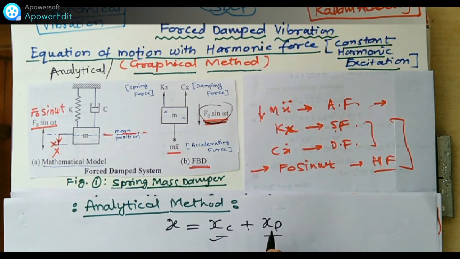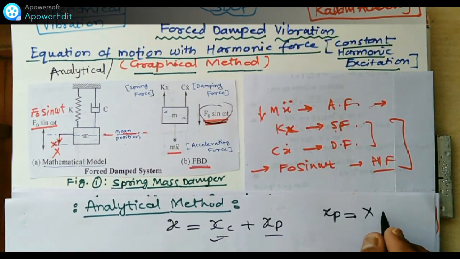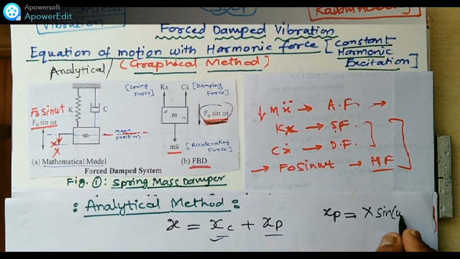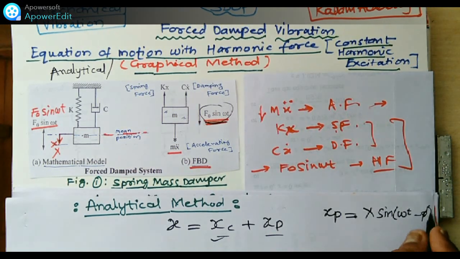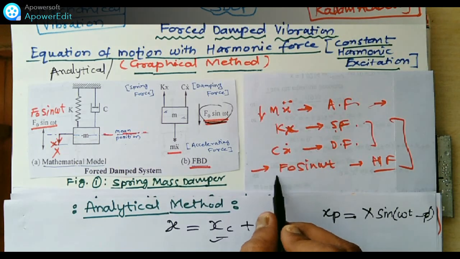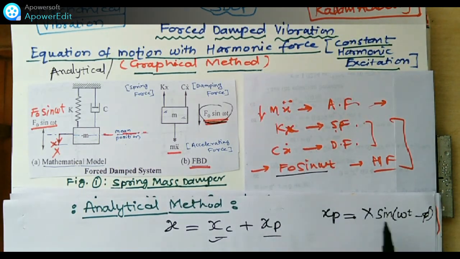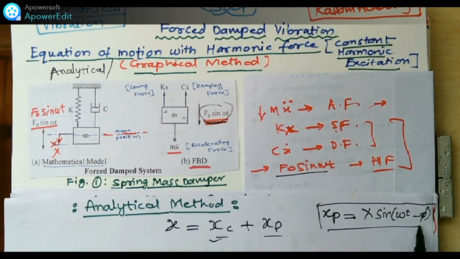But to get the value of xp, what do we have to do? Just differentiate. I will write the xp equation here again: xp is equal to X sine of omega t minus phi. Here phi is the phase difference, omega is the frequency, and t is the time. With respect to time, this will change.